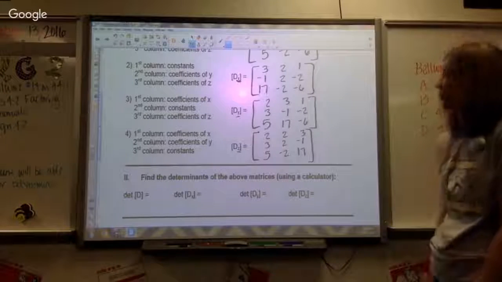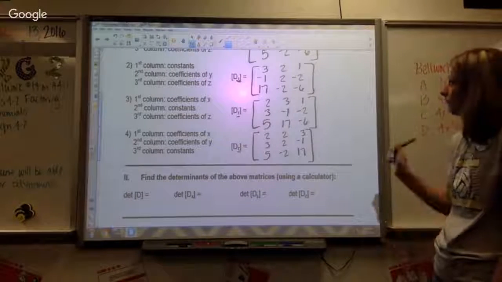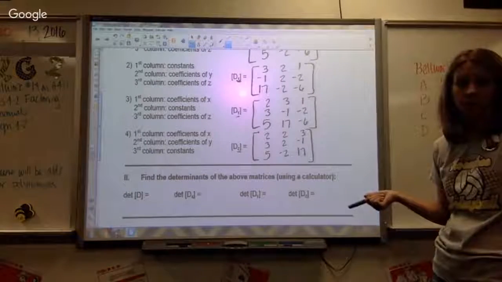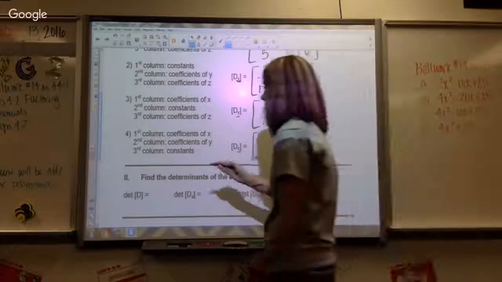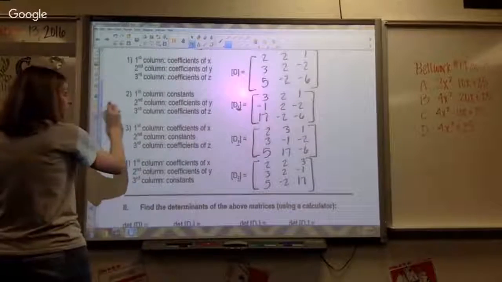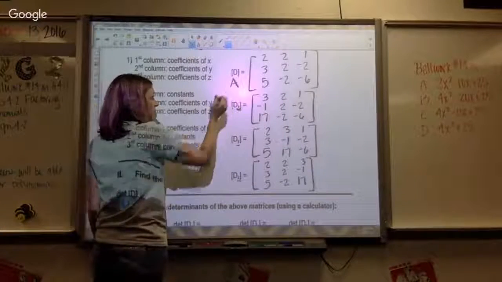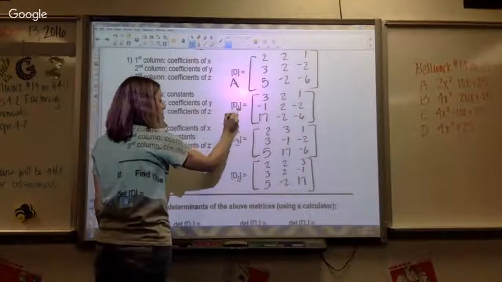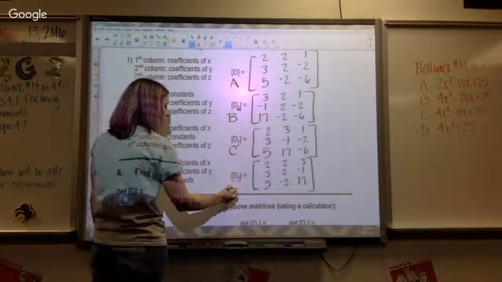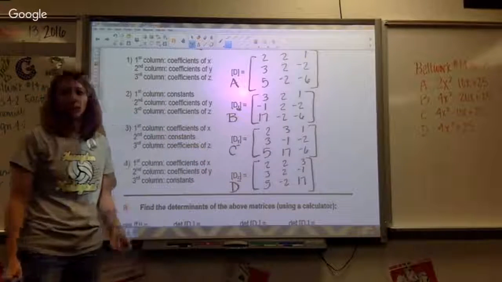Okay, so remember on that last one, after we set up each matrix, we then found the determinant of each one. So remember on a 3 by 3, we use the calculator to find the determinant. So right here, I'm going to label that I'm going to type this one into matrix A, this one into matrix B, C, and D, so that way I know which one I typed them into.